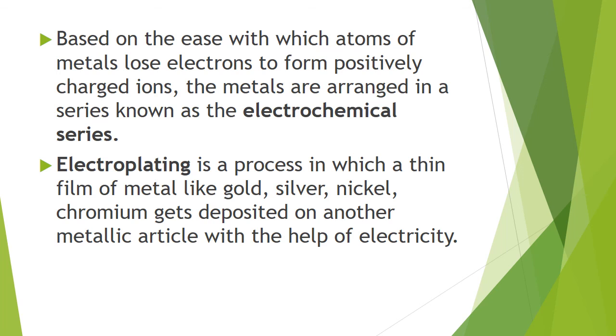Based on the ease with which atoms of metals lose electrons to form positively charged ions, the metals are arranged in a series, which is referred to as the electrochemical series. Since we started with a question about how goldsmiths are able to polish the surfaces of old ornaments, we do it with the help of electroplating. Electroplating is a further extension of the electrolysis process in which a thin film of metal like gold, silver, nickel, or chromium is deposited on another metallic article with the help of electricity.